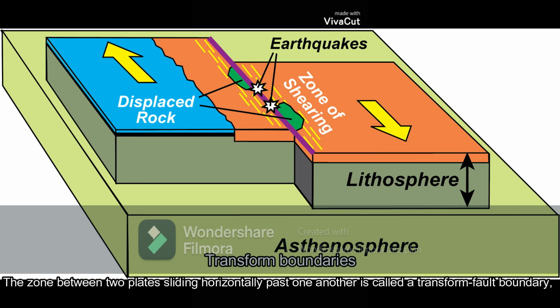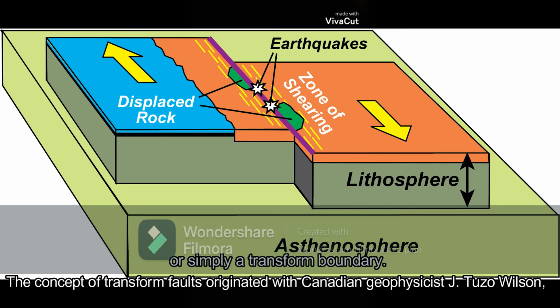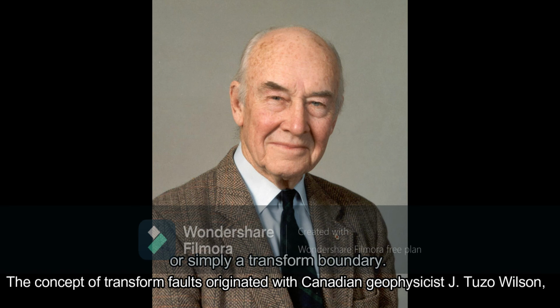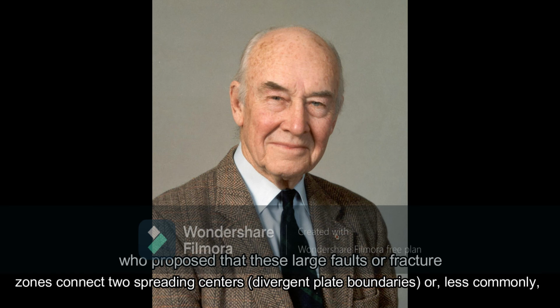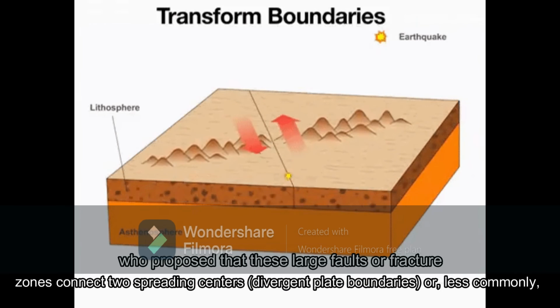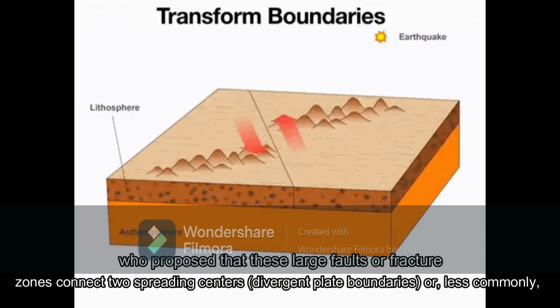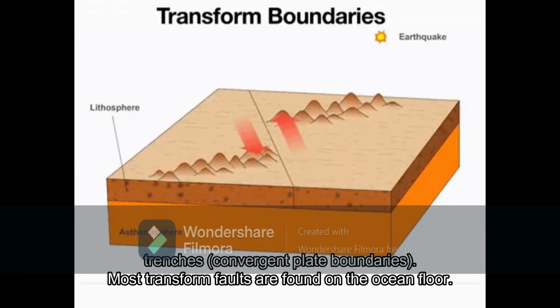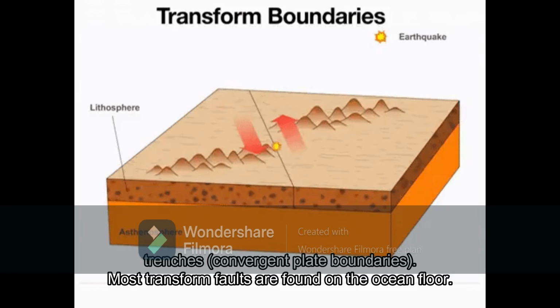Transform boundaries. The zone between two plates sliding horizontally past one another is called a transform fault boundary. The concept of transform fault originated with Canadian geophysicist J. Tuzo Wilson, who proposed that these large faults or fracture zones connect two spreading centers, divergent plate boundaries, or less commonly trenches, convergent plate boundaries.